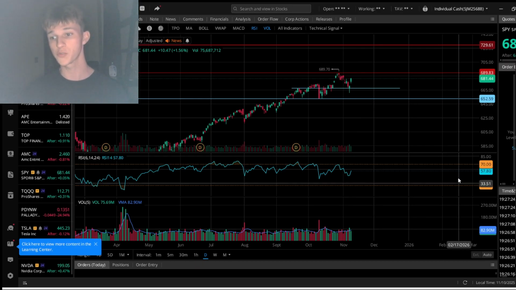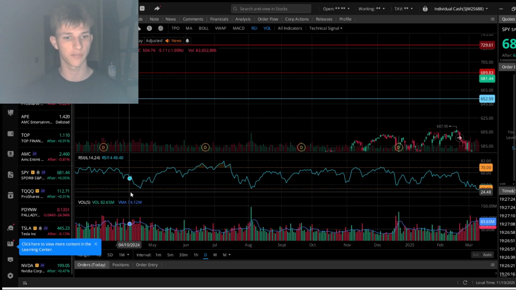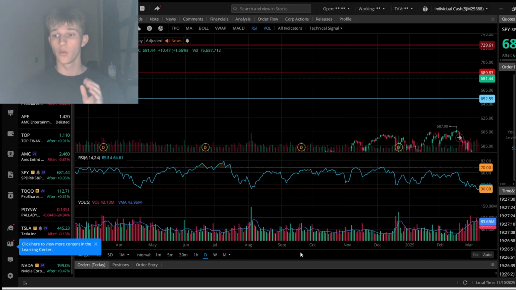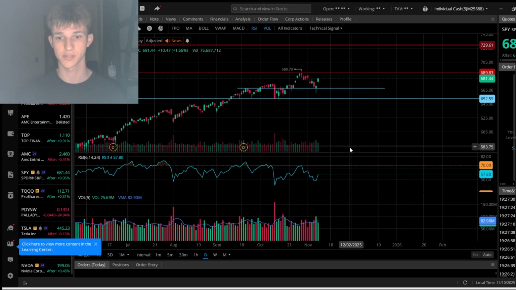For 30, that means we're oversold. If we're down at the 30 level, just look at what we've done. We bounced off the 30 level every time we've gone up. Whenever we're looking at all these indicators, just look at this.